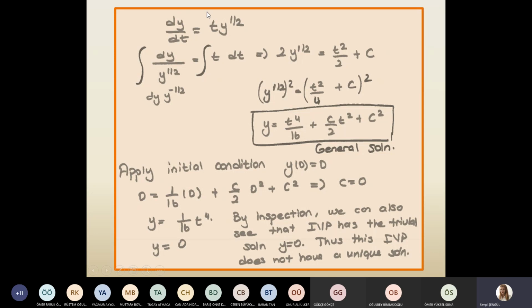But if you use y0 equals 1, you will see that this is the only solution once you get the c. You cannot find another solution that can satisfy this initial value. Okay?